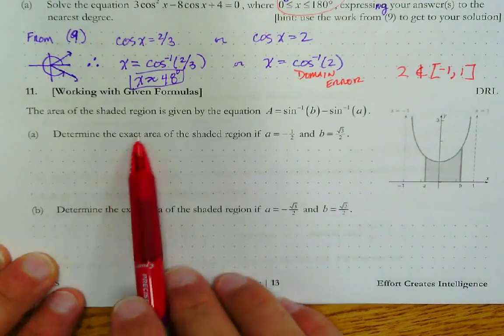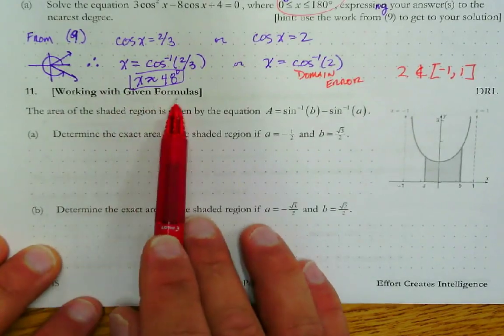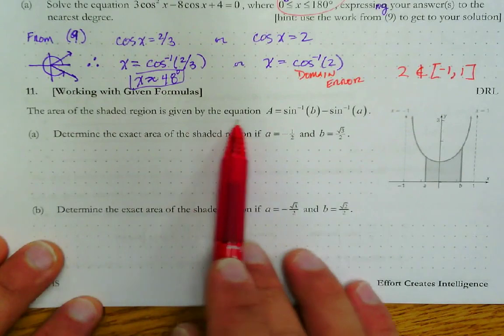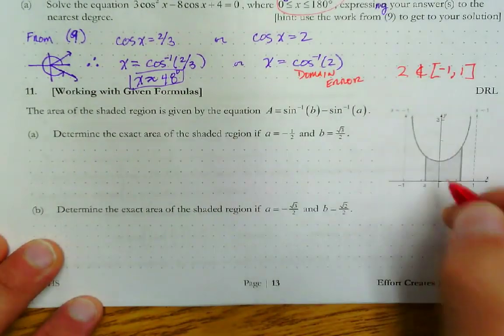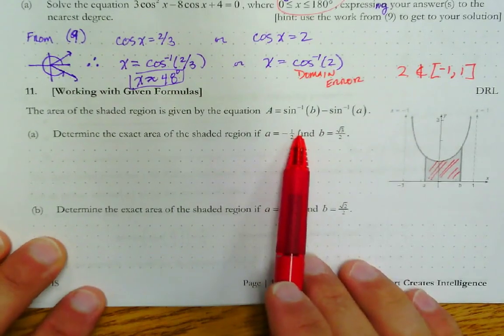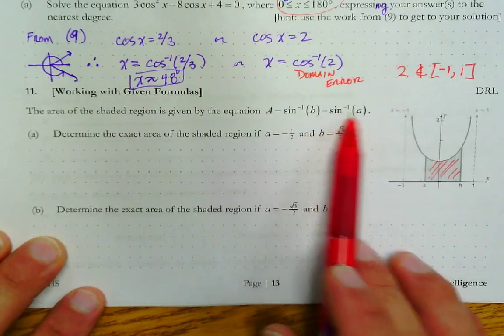Okay, for this next problem, it's a little application. Can we do our work when we're given formulas? It says the area of the shaded region is given by this equation. So here is my shaded region, and its area is given by the equation, the inverse sine of b minus the inverse sine of a.